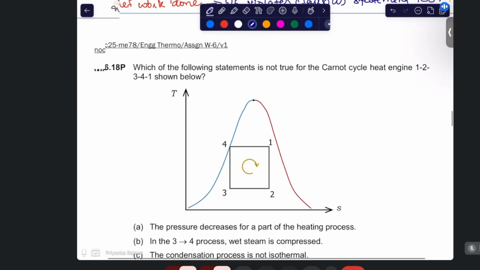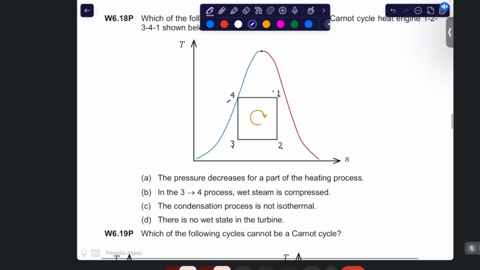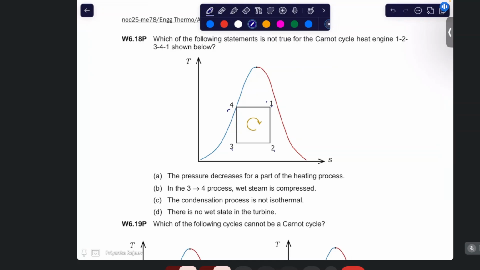Now, next question. Which of the following statements is not true for the Carnot cycle heat engine? The process goes from 1, 2, 3, and 4, and then back to 1 again. This is in the TS diagram. They have given some options, so we will discuss one by one. Pressure decreases for a part of the heating process. Then in the 3 to 4 process, wet steam is compressed. Then the condensation process is not isothermal. Fourth option is there is no wet state in the turbine. For a Carnot cycle with a phase change fluid, both evaporation and condensation occur isothermally, if they are saturated processes. So the statement that the condensation process is not isothermal is false.